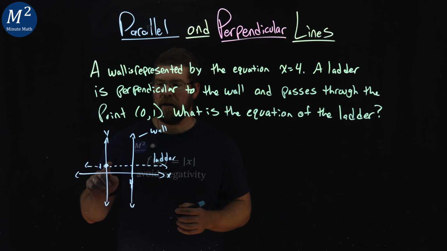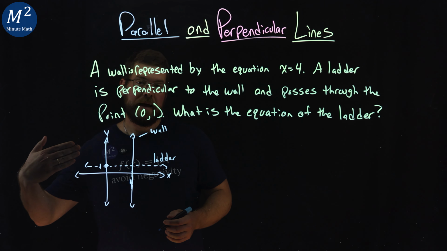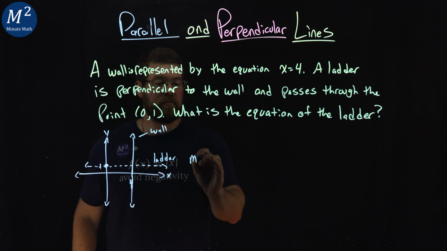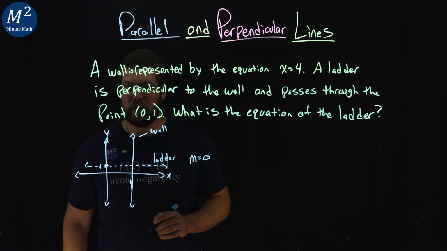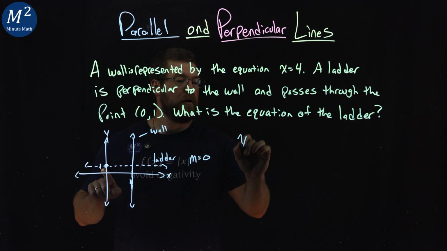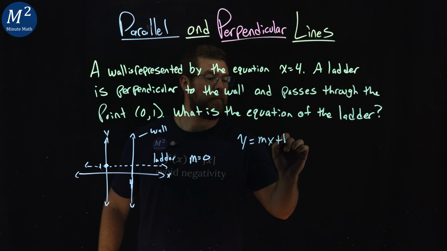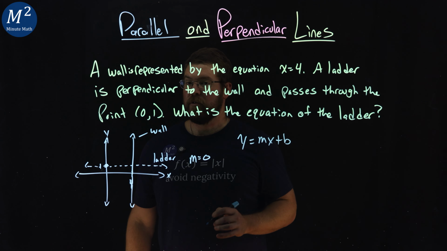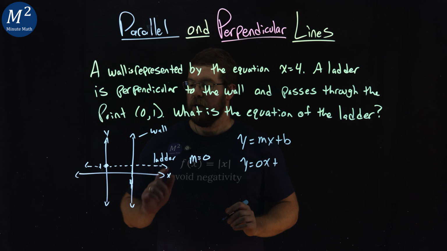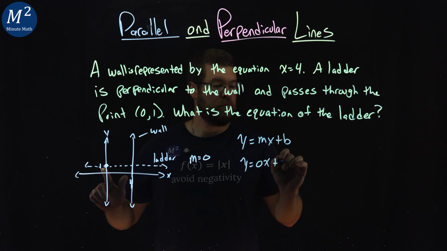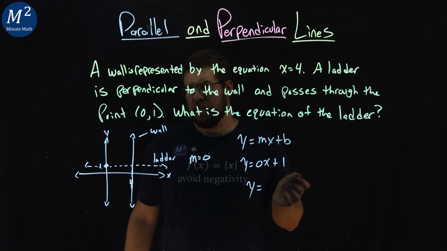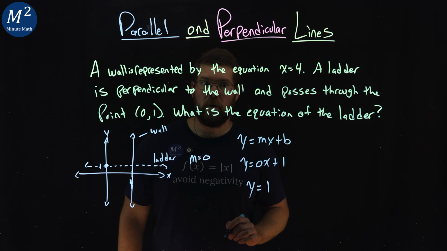Well, if you think about it, it passes through the point 0, 1, and it's a horizontal line. So that means its slope is 0, and it passes through the point 0, 1. That's our y-intercept. So if we use y equals mx plus b here, m is our slope, which is 0. We have y equals 0x plus b, the y-intercept, which is 1. And so we have y equals, well, 0 times x is 0. Don't need it. We have a 1.